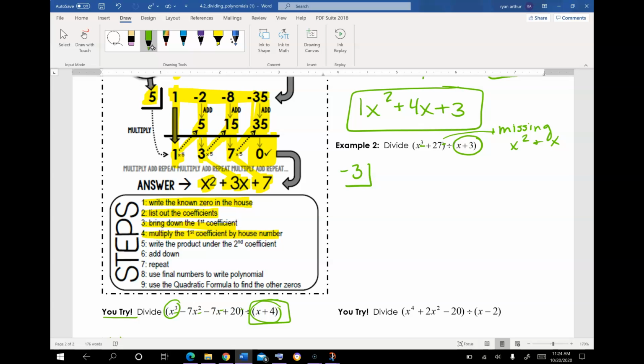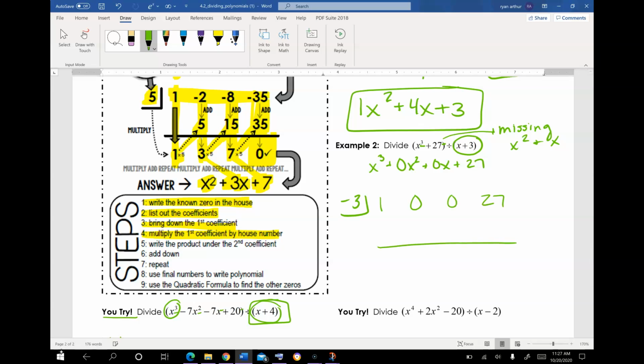So we have to put placeholders. Okay? So I'm going to rewrite. Let me move this down some. I'm going to rewrite this equation with the placeholders. It is missing these. So really this is written as x cubed plus 0x squared plus 0x plus 27. All right, so now that we've written with our placeholders, we can pull our coefficients down. So this has a coefficient of 1, then 0, then 0, then 27.